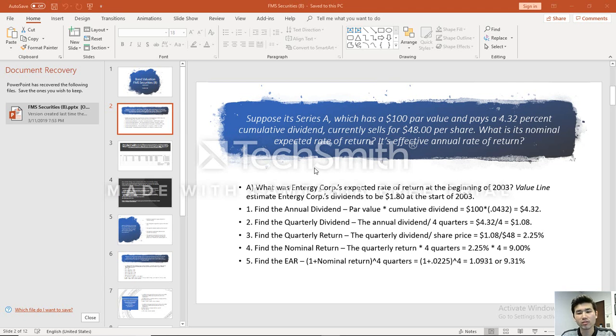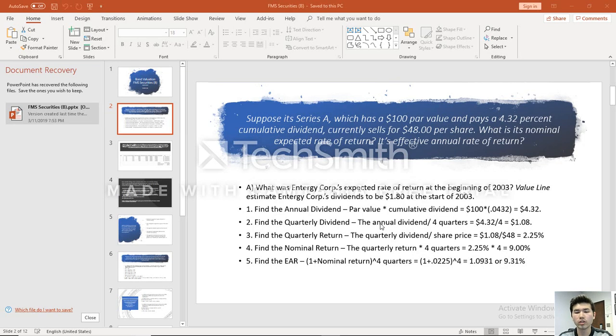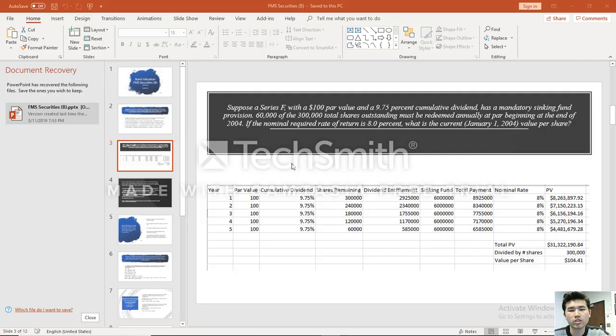Then we get the nominal rate of return by taking the 2.25% and multiplying it by the 4 quarters, which gives you 9%. Then we can find the effective annual rate of return by taking 1 plus the nominal rate of return to the 4 quarters, which will give you 9.31%.